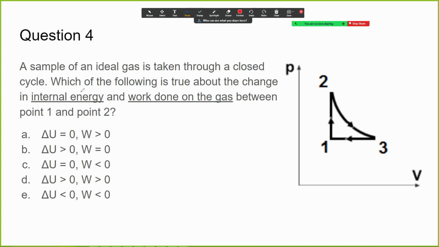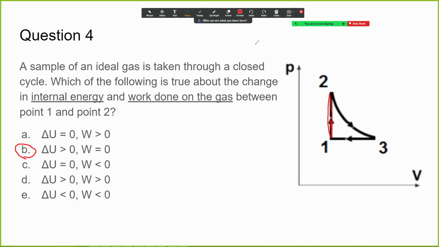A sample of an ideal gas is taken through a closed cycle. Which of the following is true about the change in the internal energy and the work done on the gas between point 1 and point 2? So now we're looking at this instead. From 1 to 2, that's a vertical line, so that's clearly isovolumetric. So that means that the work that is done is going to be equal to 0, and that's actually really great because it eliminates all of my other answers.